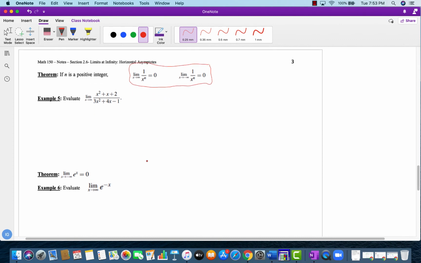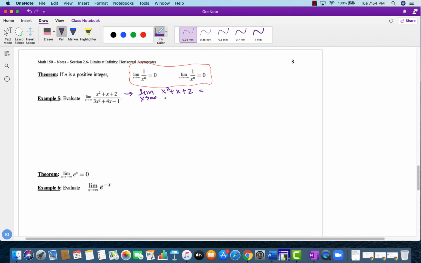All right, let's look at one more example. We have to evaluate the limit as x approaches infinity of this rational expression. I'm going to try to look at what's going on in each of these functions. So if I try to take the limit of just the numerator as x approaches infinity, I just want to look at what's going on here. What is that equal to?